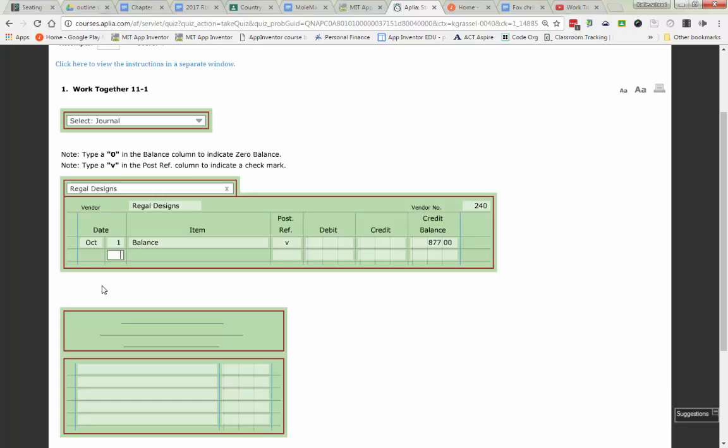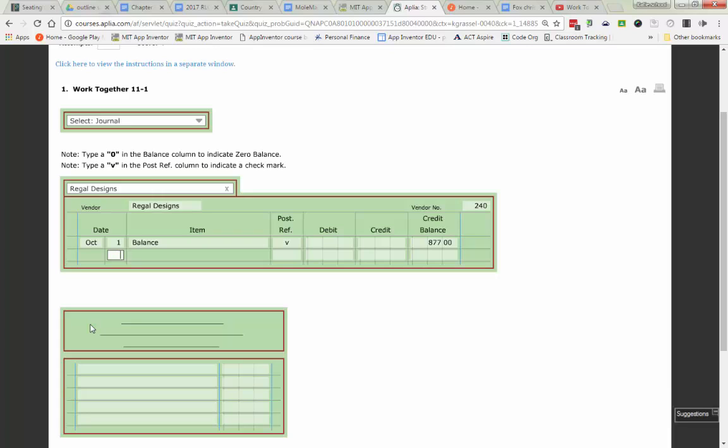Our second instruction reads, post the accounts payable credit entry on line 7 of the purchases journal. Now, one of the things you're going to learn in chapter 11 is posting is important, but you have to post in the right order. Okay, so this is a little bit of a look at that, so we'll get this concept.